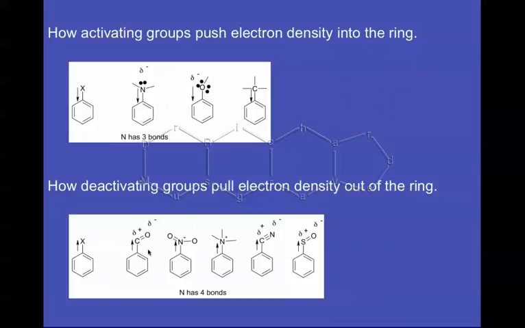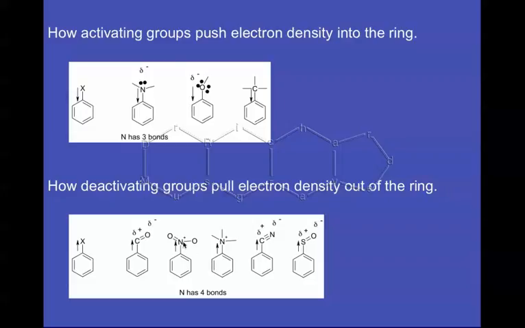Now, the deactivating groups work this way. What they do is they actually suck electron density out of the ring. That's because the atom directly attached to the ring is now delta plus. So the electrons in the ring are attracted to the positive charge. So you can see that the delta plus here is on this C, and the reason this C is delta plus is because the oxygen it's connected to is delta minus. That's a very polar bond. We have a delta plus on the C, a delta minus on the oxygen.